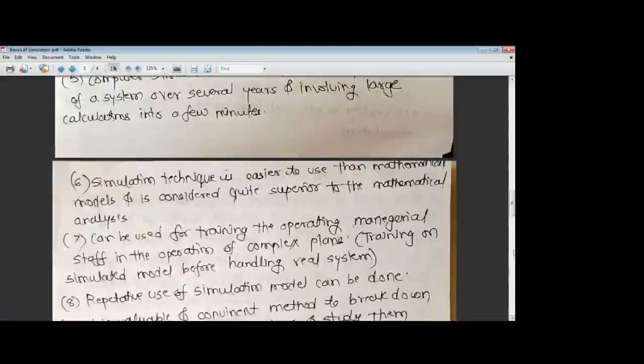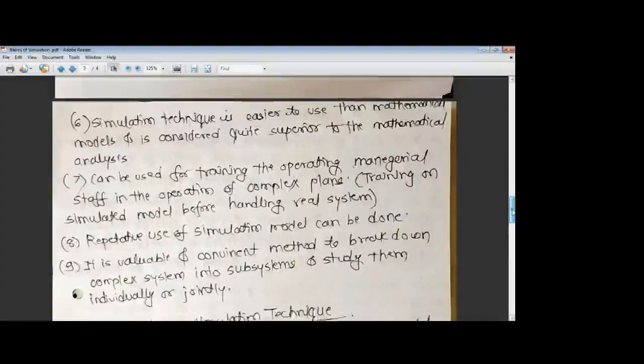Simulation technique is easier to use than the mathematical models, and is considered quite superior to the mathematical analysis, right?